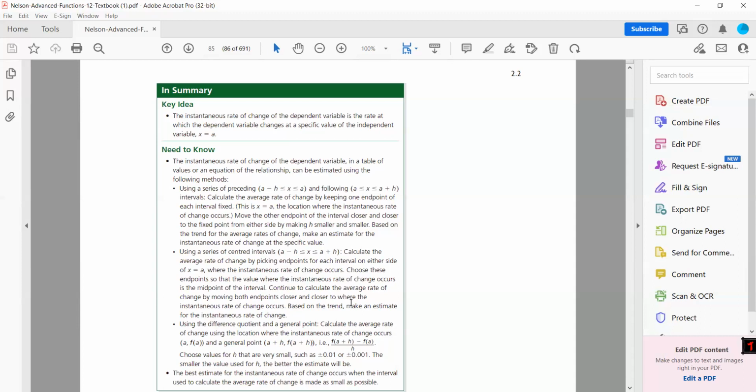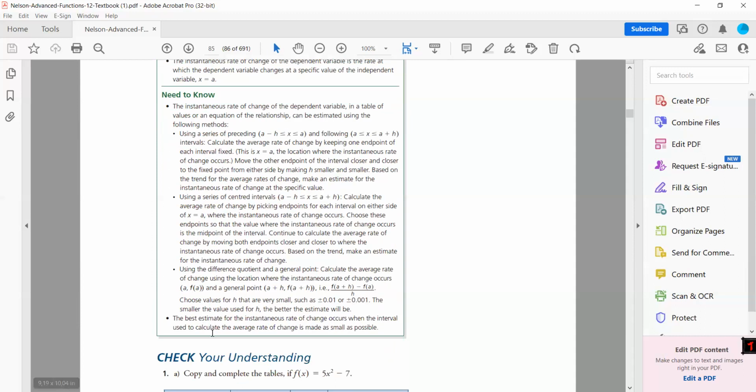Using the difference quotient and a general point, calculate the average rate of change using the location where the instantaneous rate of change occurs. So a specific point and a general point where we have a little additional term. Choose a value for h that is very small, such as 1/100th or 1/1000th. The smaller the value used for h, the better the estimate will be. The best estimate for the instantaneous rate of change occurs when the interval used to calculate the average rate of change is made as small as possible.